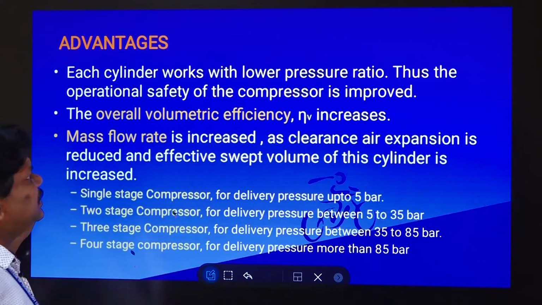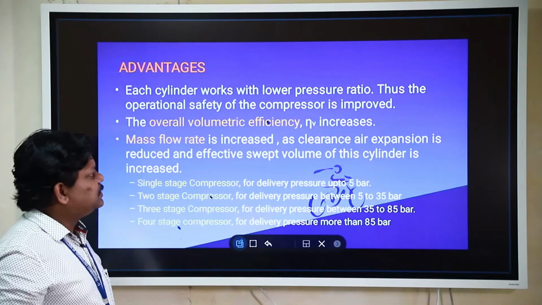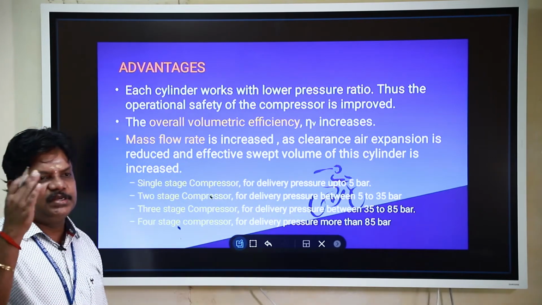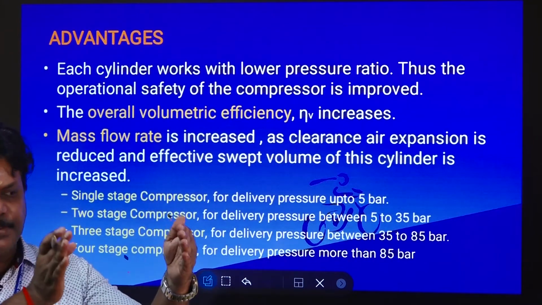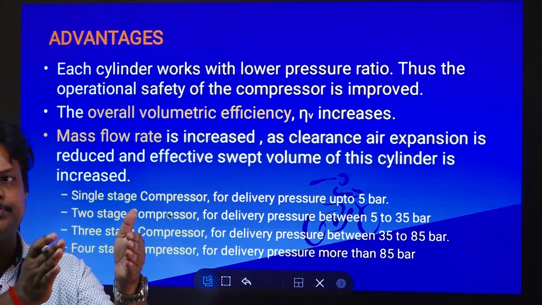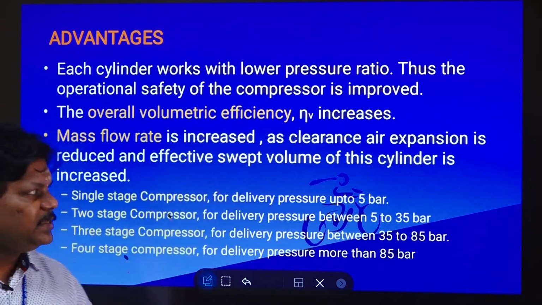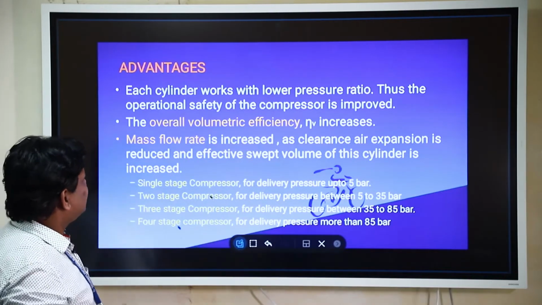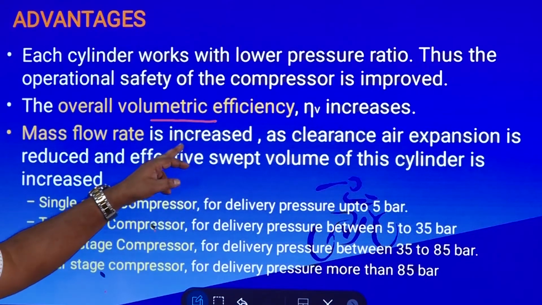What are the advantages of this? Each cylinder works with a lower pressure ratio, so the operational safety of the compressor is improved. The pressure ratio is minimum. When you go for a single cylinder, the pressure ratio is high. Now we split it and the pressure ratio is reduced. For each and every stage the pressure ratio is minimum and you are achieving higher compressed air. So the overall volumetric efficiency, eta V, will get increased.